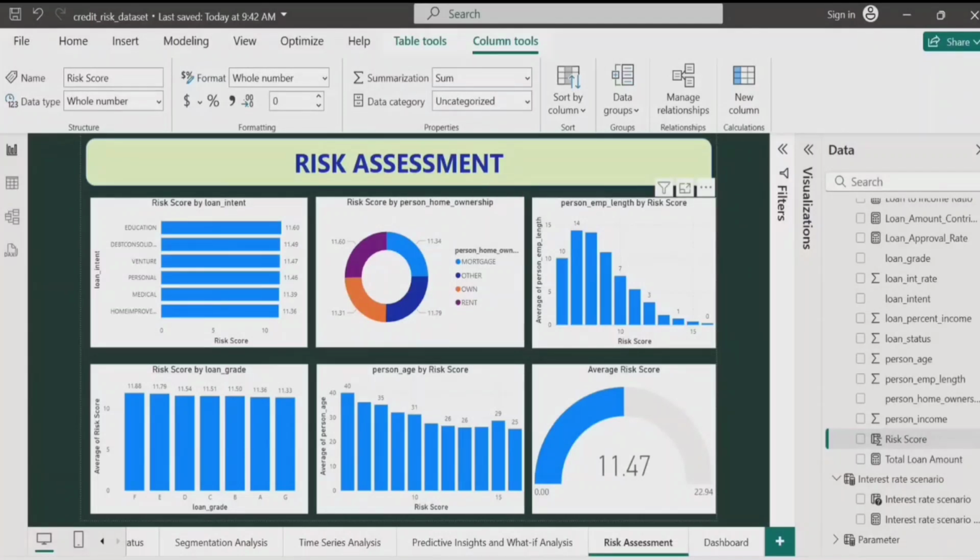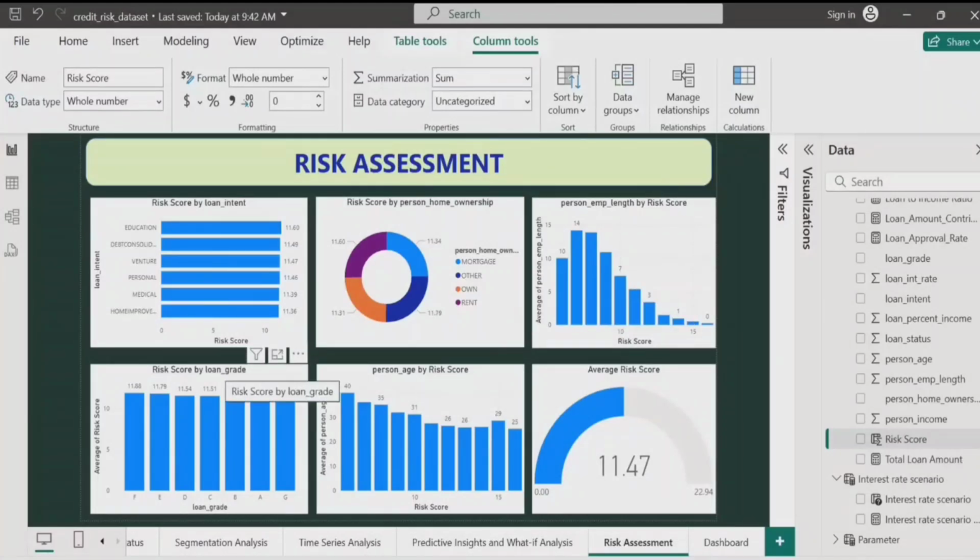This is by the employment length, and you can clearly see that the higher the employment length, the lower the risk, and the lower the employment length, the higher the risk. We can also conclude one thing from here: the person who has 0 years of work experience, or maybe is unemployed, has a very high risk score. Maybe they will default on their loan.